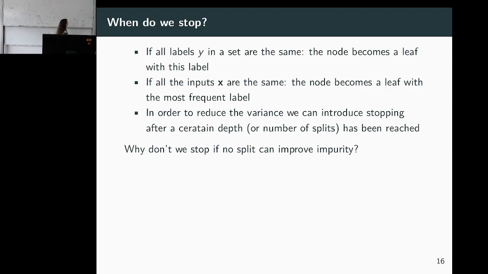But why is it not a good idea to stop here? Because obviously this set is really nicely separable by splits, just not at this point. And that's why it's not a good idea to stop if no split can improve impurity. In this case, we would just select one of the splits and keep on moving.